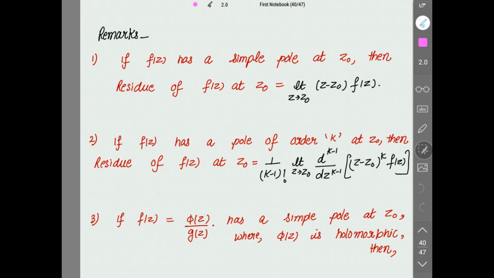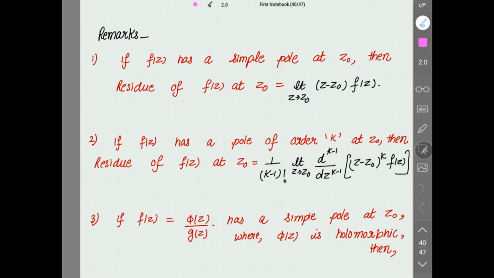All right, again, I'm going to start this topic with the remarks. So take out your notebooks and write them. First one is, if f(z) has a simple pole at z0, simple pole means the pole of order 1, then residue of f(z) at z0 is equal to limit z tends to z0, (z minus z0) into f(z). This is the formula for finding the residue of f(z) at z0 if the function has a simple pole.